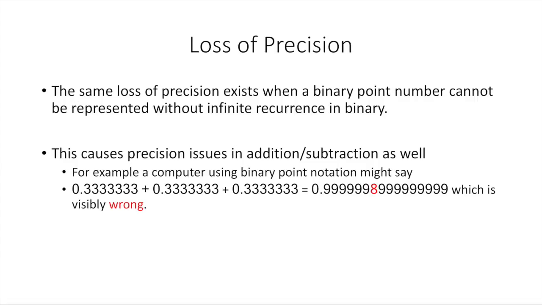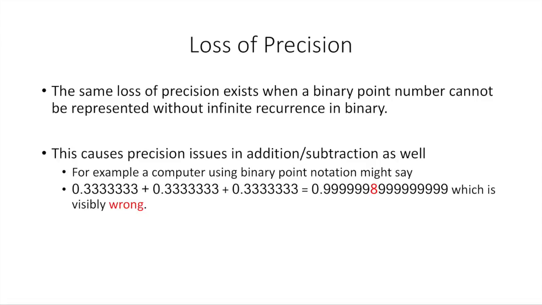So this same loss of precision exists in binary too, because you can't have infinite binary digits to represent your fractions. And so at some point you have to cut off. And when you cut off, you lose precision. Your number is not precisely being represented as you intended it to be. And this usually causes issues which show up when you're trying to add or subtract numbers or multiply or divide them, whenever you're trying to do an operation on them.